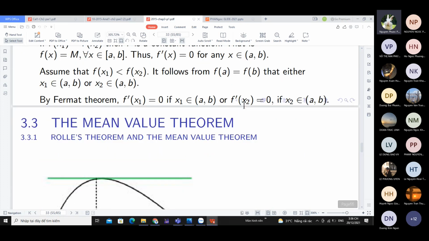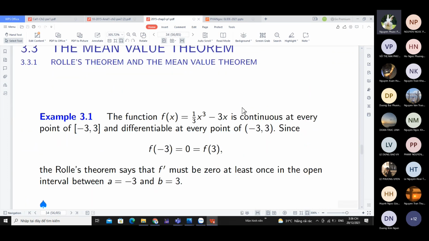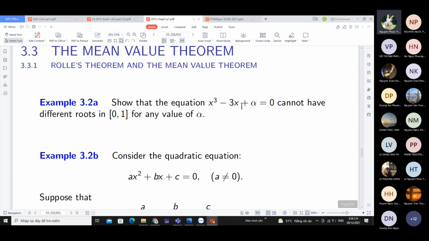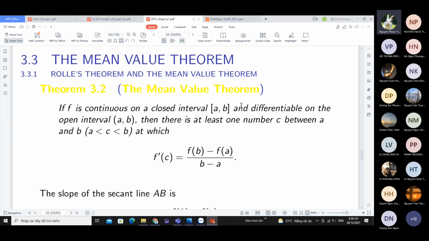Now I want to go to an extension of the Rolle theorem. It's called the mean value theorem. We discussed this theorem before, and I gave you some examples.